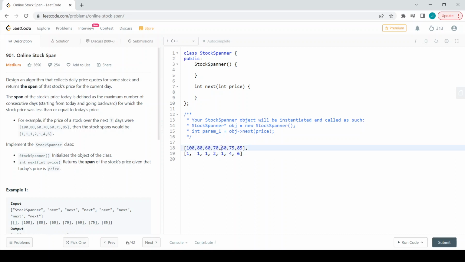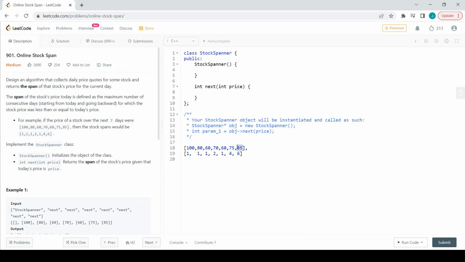So we have 2 here. And for 60, the number of prices less than or equal to 60 is only 1, which is consecutive, so we return 1. And for 75, the prices which are less than or equal to 75 are 75 itself, and then 60, then 70, then 60. And when it goes to 80, it exceeds 75, so the total is 4, so we return 4.